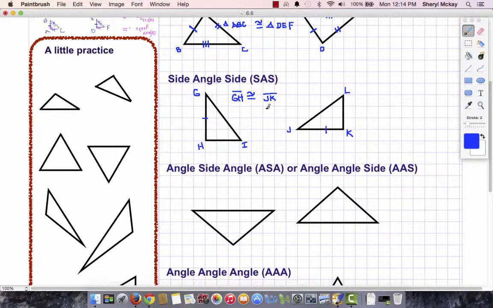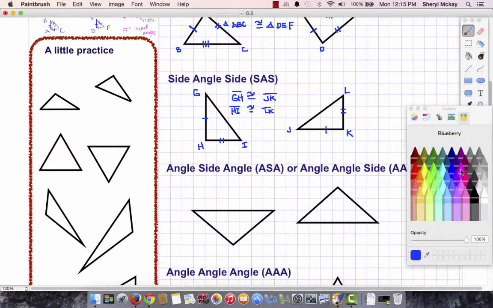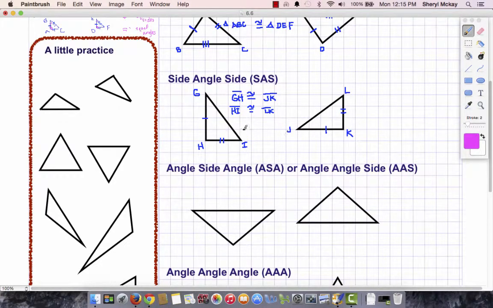Okay, and let's go ahead and say that HI is congruent to LK. So HI is congruent to line segment LK. And then one last thing is there is an angle that is also equal, and it's this one and this one. So what I want you to notice is that it's two sides with an angle in between them.